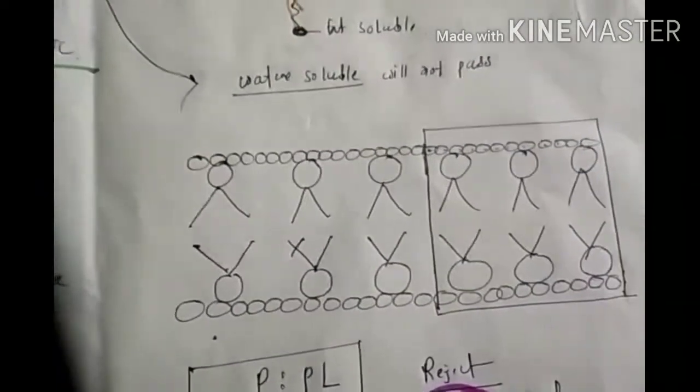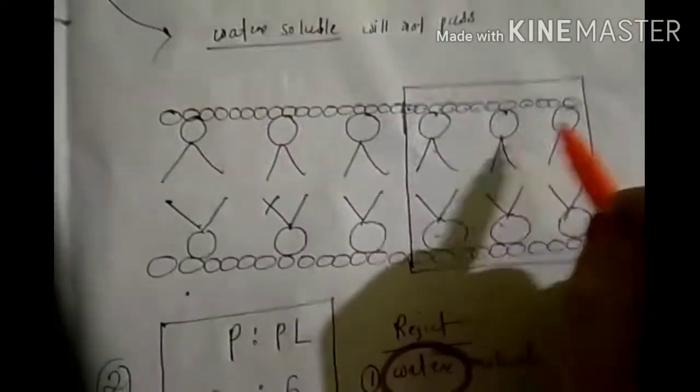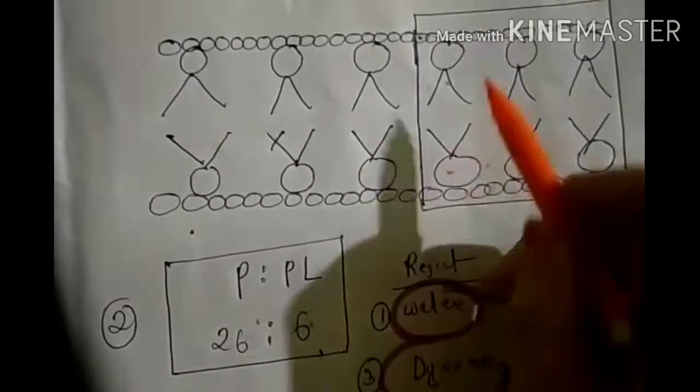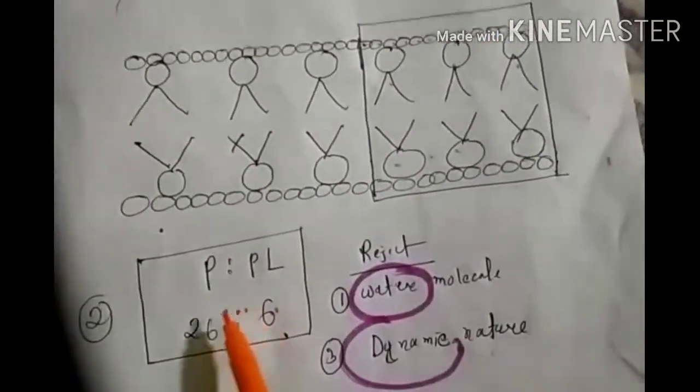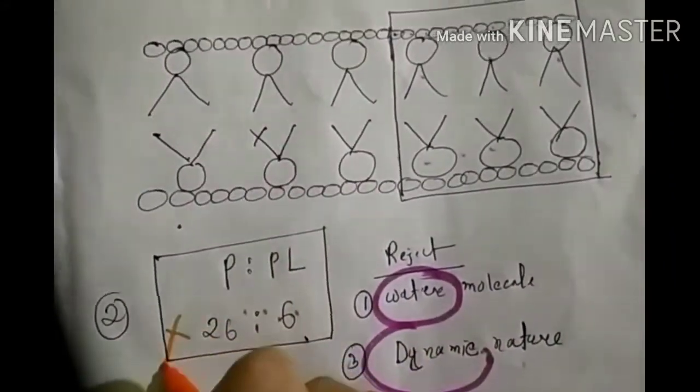In the properties I have already mentioned that phospholipid and protein have a variable ratio. Let's take an example. Here I have written 6 phospholipids, and 26 proteins. I have counted them and written it there. But they are not in a variable ratio. So it rejects the first hypothesis. Second hypothesis, as we mentioned earlier, a fat molecule can pass through it, but a water molecule cannot pass through it. So we reject it.